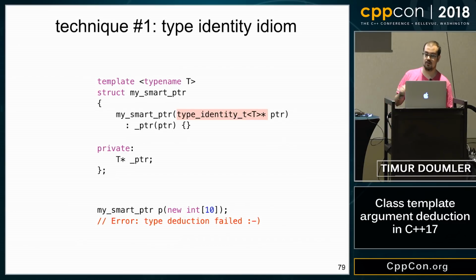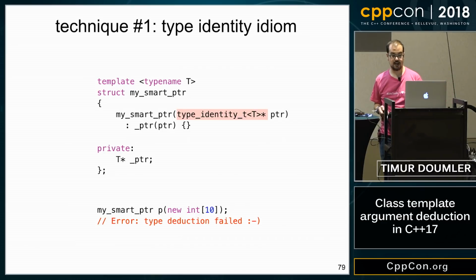This is what we call a non-deduced context. During CTAD, you're not going to look into other templates and try to instantiate them in order to deduce some type. So if CTAD goes ahead and sees another template in there, or a type depending on the template, it's going to say, well, I'm not going to deduce that, stop. CTAD fails. And this is exactly what you want here, right? So this way you disable CTAD on this constructor.